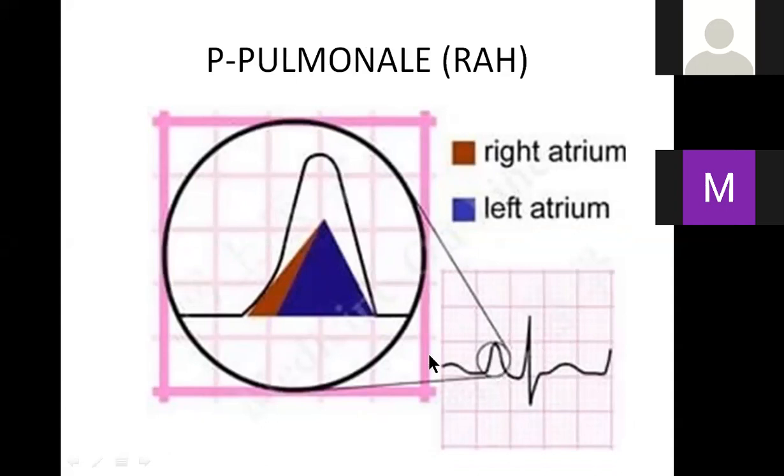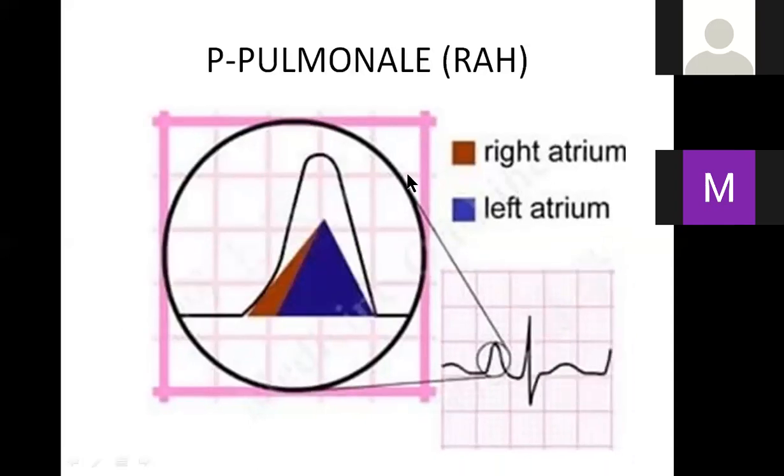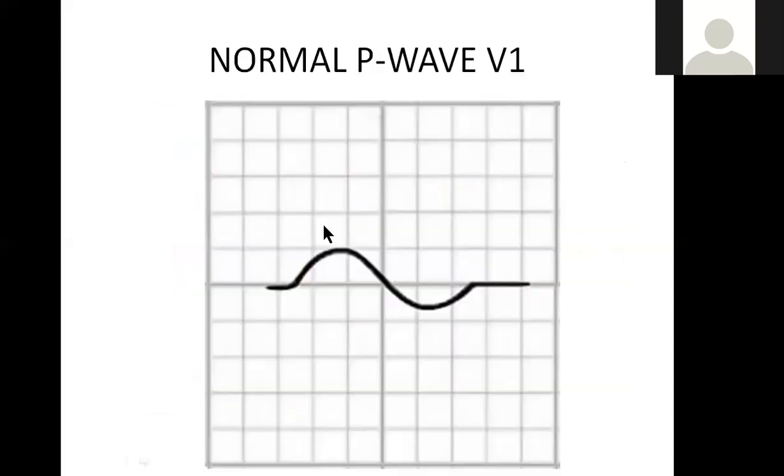The P wave will be 2.5 boxes wide and 2.5 boxes in height. If it is more than two and a half boxes wide and 2.5 boxes in height, it will be a tall P wave, and we see this P wave in lead 2 and V1. In lead 2, when you see a peaked P wave, this is P pulmonale, because of right atrial hypertrophy, and this occurs in COPD, ILD, interstitial lung disease, and pulmonary hypertension states.